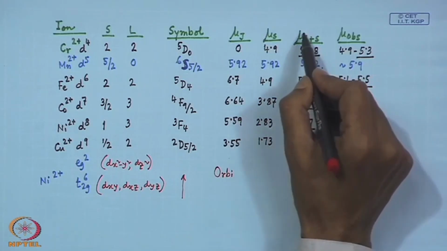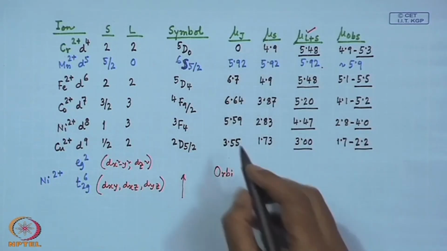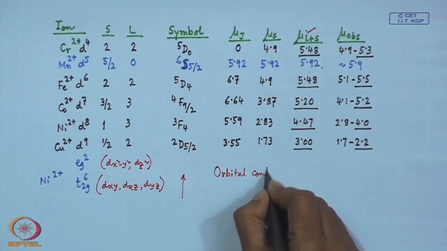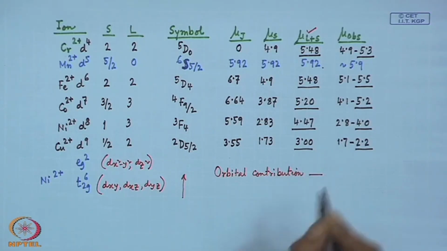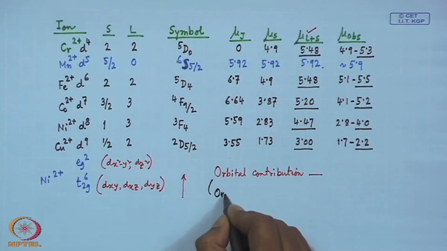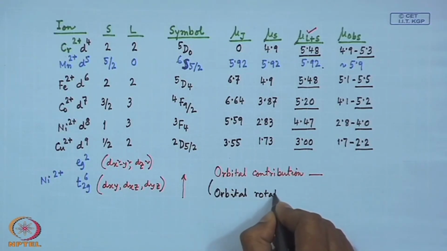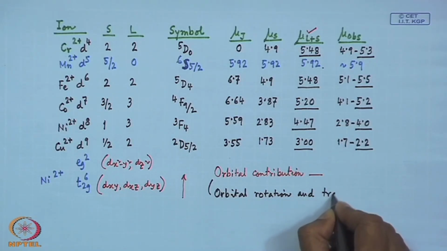Why are we getting these corresponding L values in the magnetic moment compared to the only mu S values? Because of these orbital contribution to the magnetic moment values, and this orbital contribution is due to the corresponding orbital rotation and transformation. So, we have therefore orbital rotation and transformation.